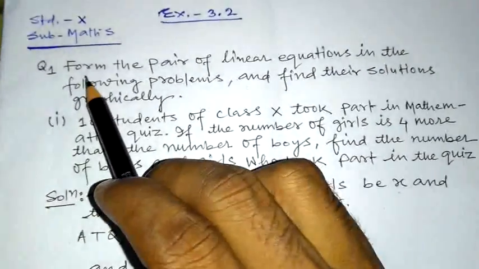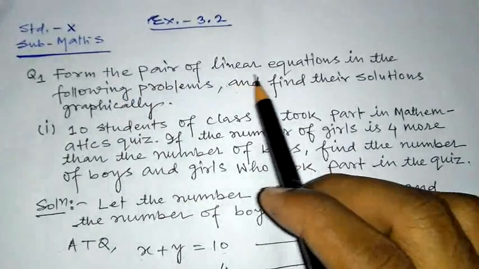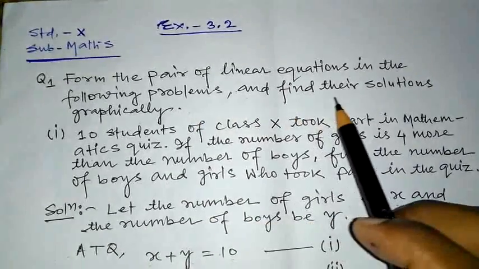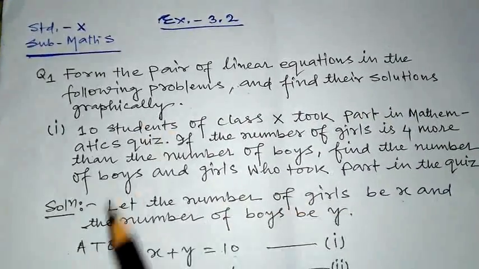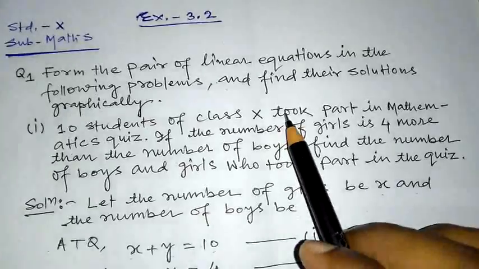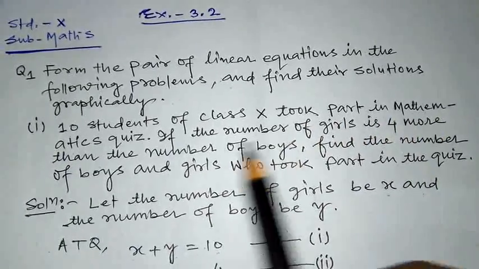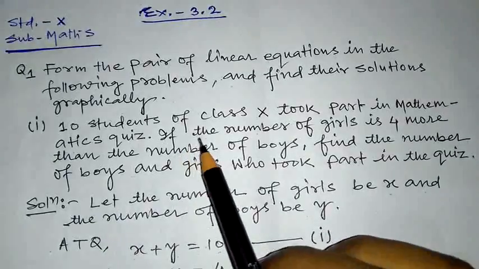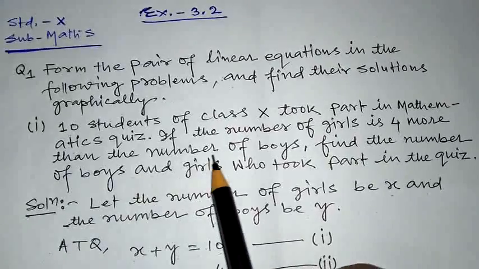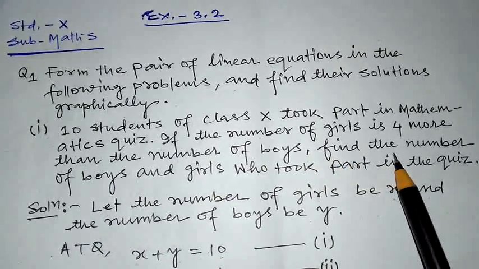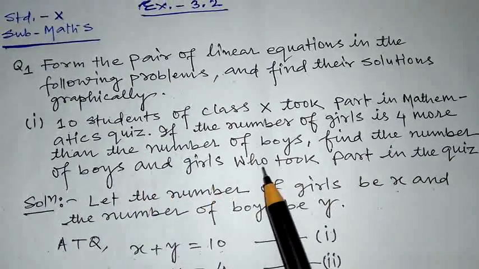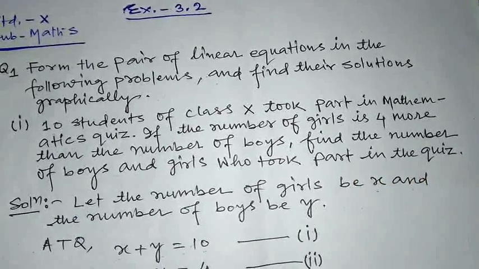Question number 1. Form the pair of linear equations in the following problems and find their solutions graphically. 10 students of class 10 took part in the mathematics quiz. If the number of girls is 4 more than the number of boys, find the number of boys and girls who took part in the quiz.